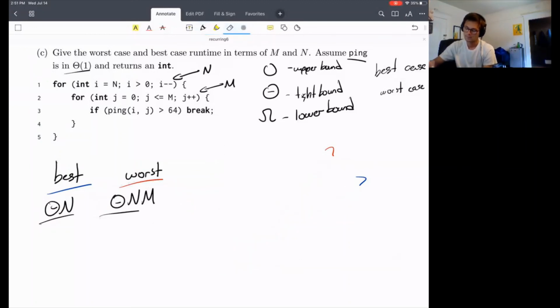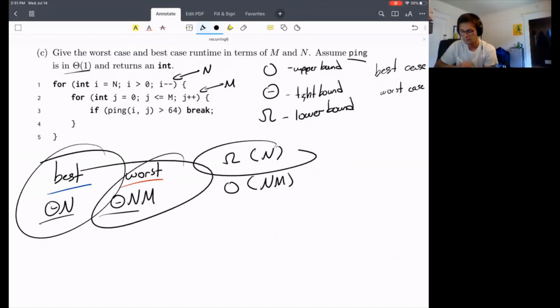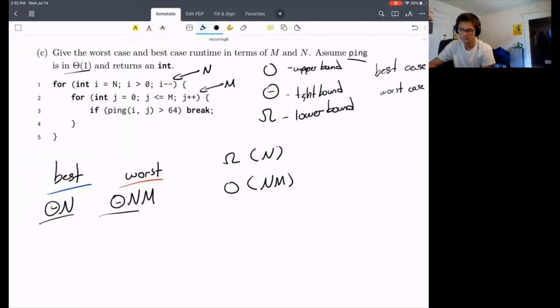Okay, so what does that mean? That means overall, this function you could describe as taking Omega of n and O of n^m time. However, the best case is always going to be when you hit this n, and the worst case is always going to be when you hit this n^m. Why do we say best and worst case? Why do we do it separately?